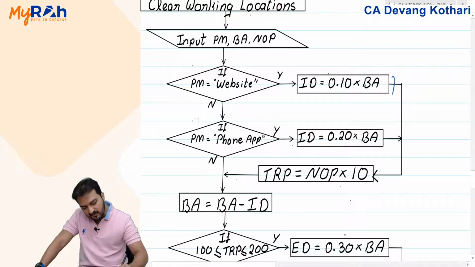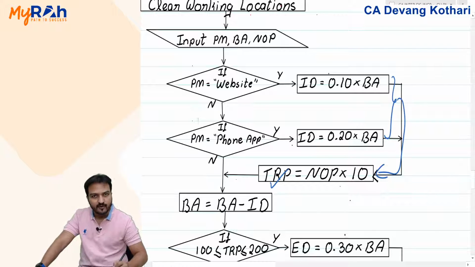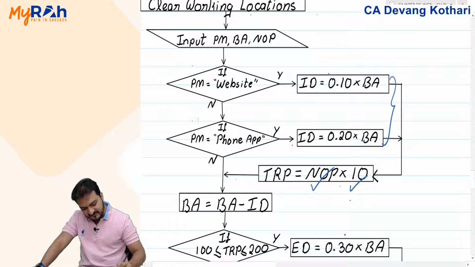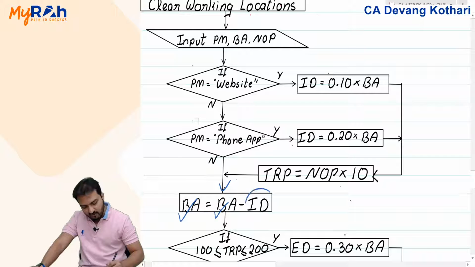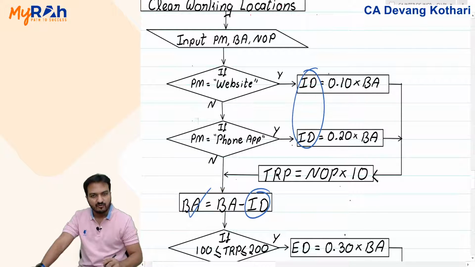And in both these cases I also give reward points. The reward points will be number of purchases times 10, in both these cases. And then, based on that, I calculate the bill amount. Bill amount will be the original bill amount minus this initial discount, which gives me my revised bill amount.